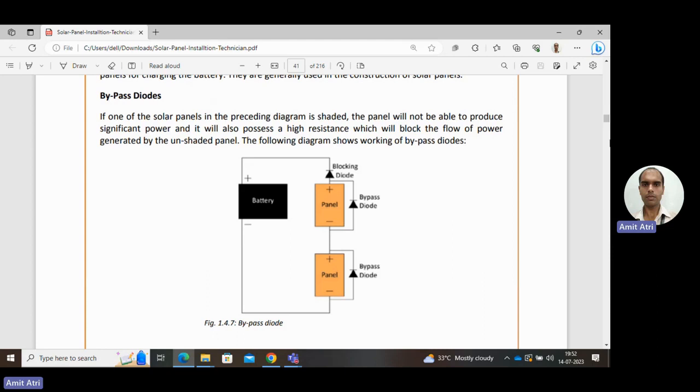So when one panel is not producing any electricity and another one in the series combination is producing electricity, the current will flow through the bypass diode, because the shaded panel is not allowing any flow of electrons. In that case, the bypass diode completes the circuit and the flow of current is continuous from the second panel to the battery.